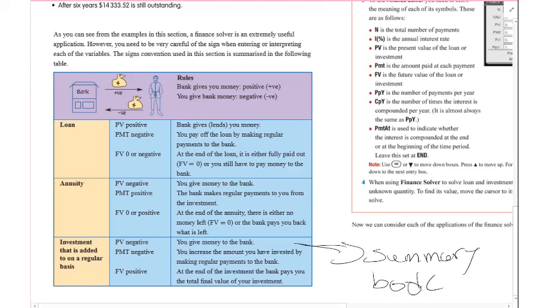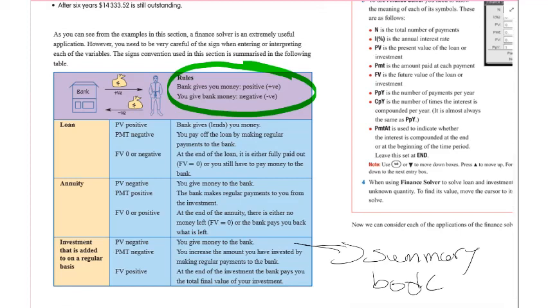Okay. I'll go through each part, but the key point here is this. If the bank gives you money, the number you will get, or what it implies, or what you've got to put in, is positive. So you've got to think the money's going into your bank, so it's positive. If you give the bank money, the number you have to put in is a negative number, because it's leaving your bank account.